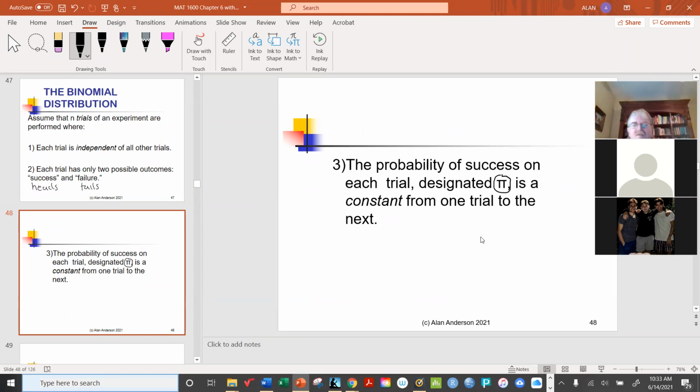And so again, this ties back to our example of flipping coins. The chance of getting a head is always 50%, no matter how many times I flip that coin. So an experiment that consists of flipping a coin and observing whether it turns up heads or tails would be a perfect example of this binomial distribution.